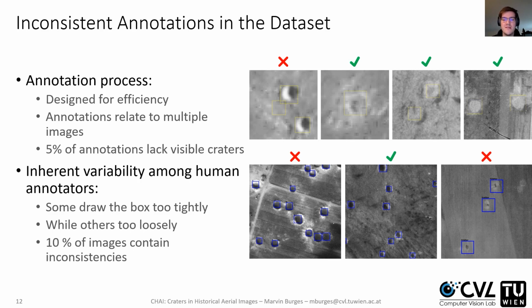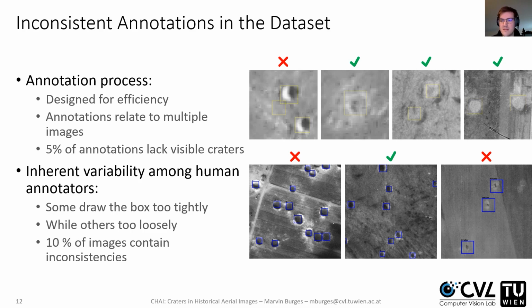However, under the supervision of our industry partner, we removed all of the ones that lack visible craters. For example, in the top left, you can see one bounding box that does not contain anything. However, we kept all of the things that still showed some remnants of the crater.